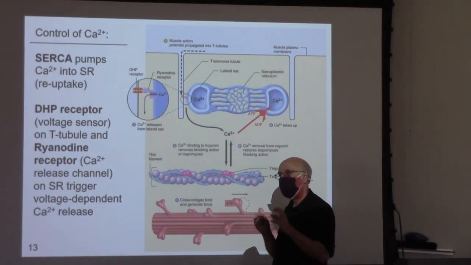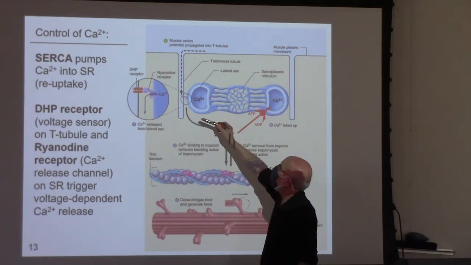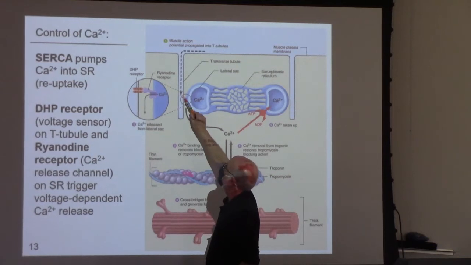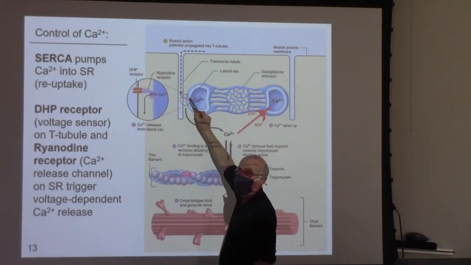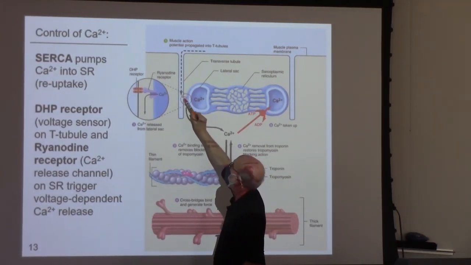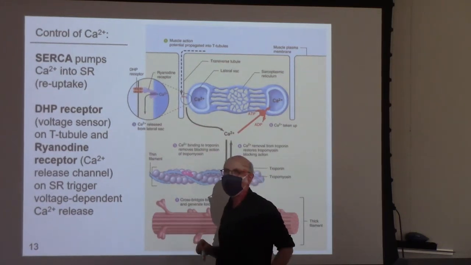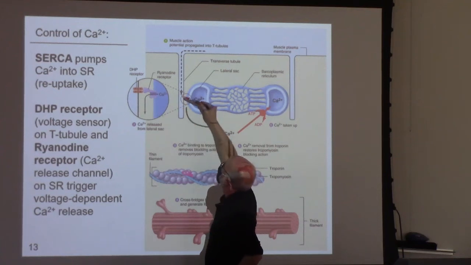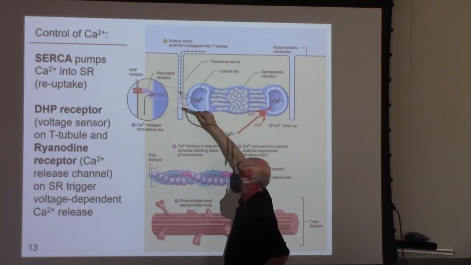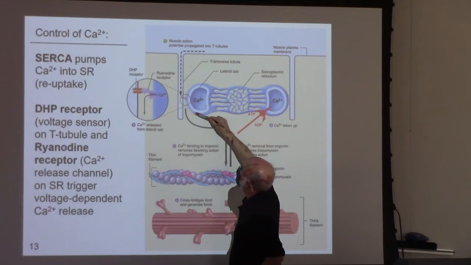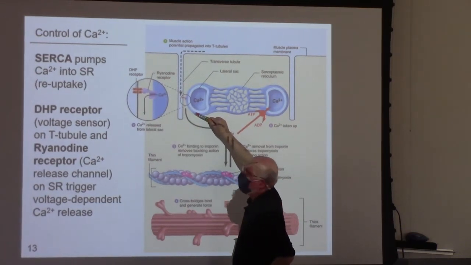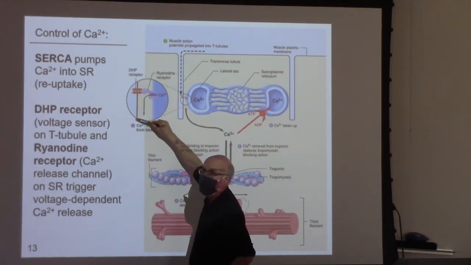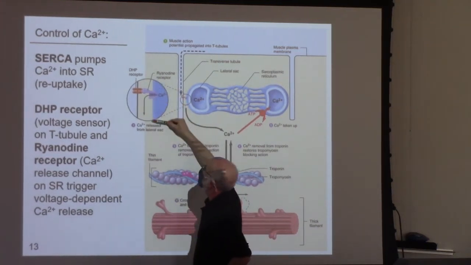Okay, now it gets tricky. This is a blow-up of the T tubule and its junction with the SR, and this structure is called the triad. Some books will use that word. I don't use it very much. This junction between the membrane of the T tubule and the membrane of the SR is blown up here. So here's the membrane of the T tubule, and here's the membrane of the SR.